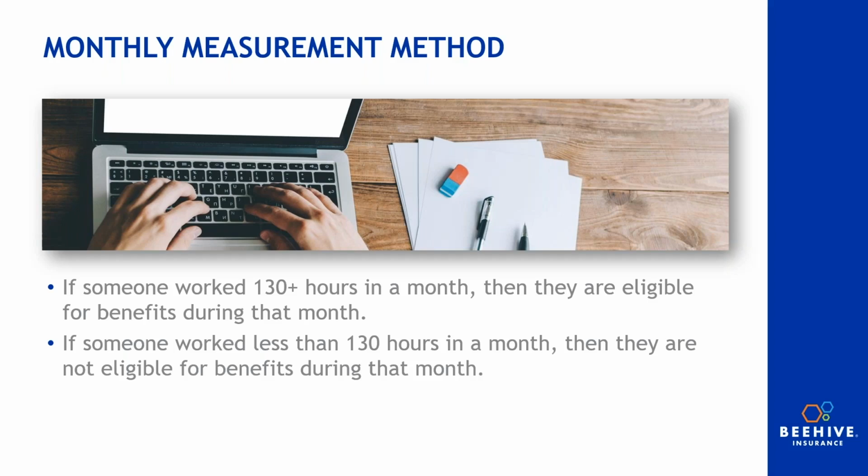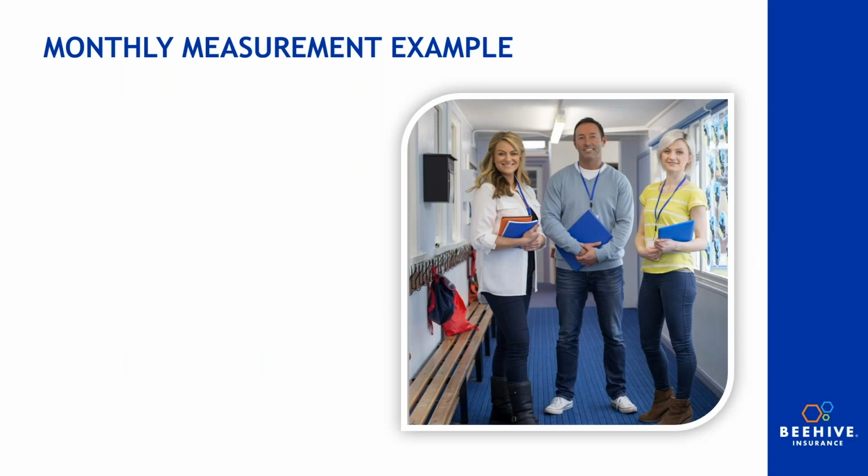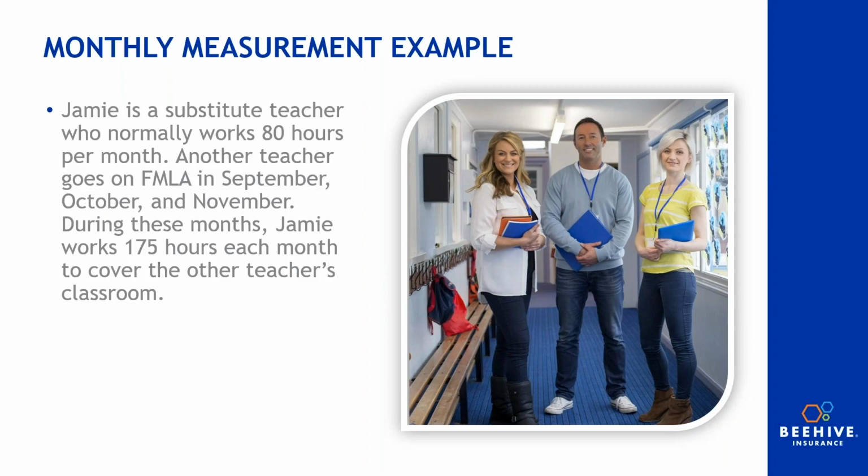Implementation is a little bit different. So let's look at a quick example for the monthly measurement method. So we have some teachers. We love our teachers, we're really excited, but we also have substitute teachers. So Jamie is a substitute teacher who normally works 80 hours per month, definitely part-time. However, another teacher goes on FMLA in September, October, and November. During these months, Jamie works 175 hours each month to cover the other teacher's classroom.